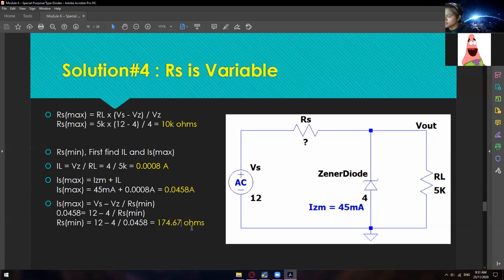All right, so that's how you solve for the RS min. So the maximum resistance that is allowed on this Zener diode is 10 kilo ohms, and then the minimum that will still make this Zener diode work as a Zener diode is 174.67 ohms. Okay, so yeah, do you guys have a question so far regarding this one?